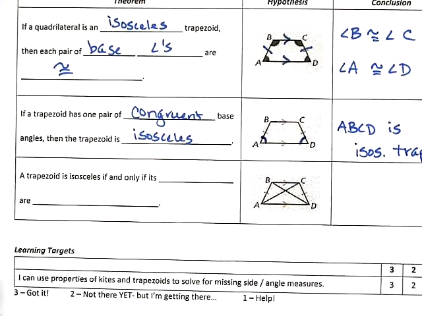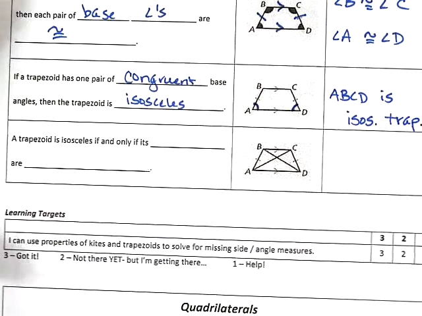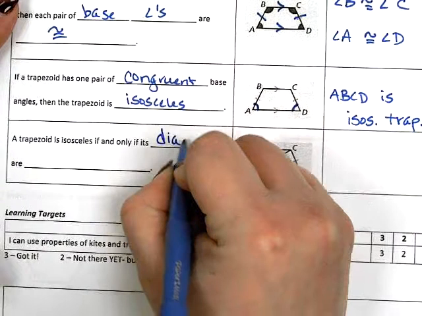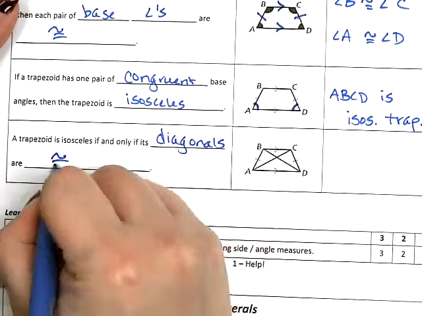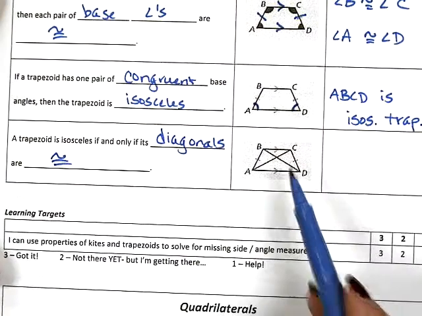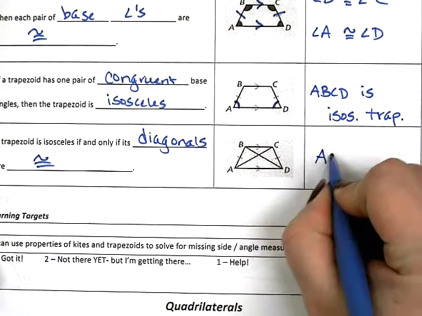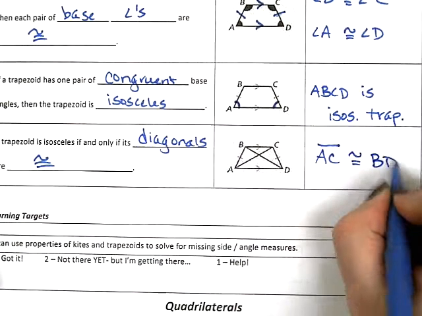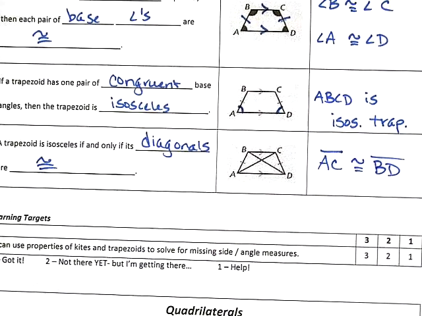Okay. One more cool thing about isosceles trapezoids. A trapezoid is isosceles if and only if its diagonals are congruent. So in this picture, we've got this lovely isosceles trapezoid. It means then that AC, that's one diagonal, is congruent to BD. Okay, so now we're adding even more properties to these crazy quadrilaterals that we're talking about.